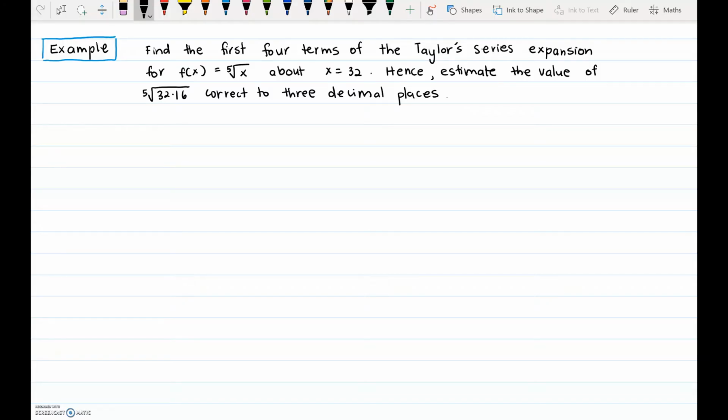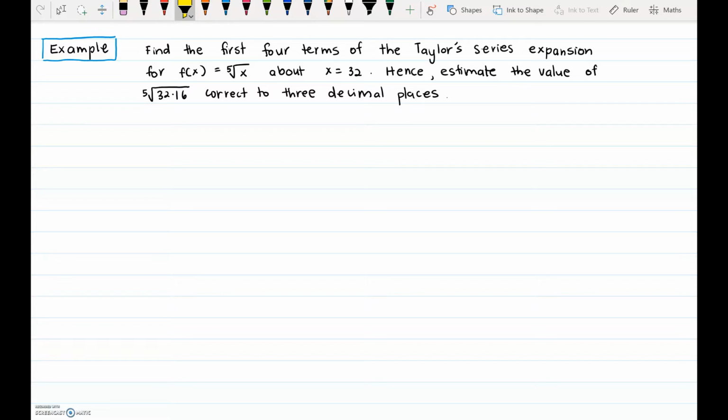Okay class, now let's see other examples for Taylor series. Basically, Taylor series is not only used for the trigonometric function. It can be any type of function. So let's see this example.